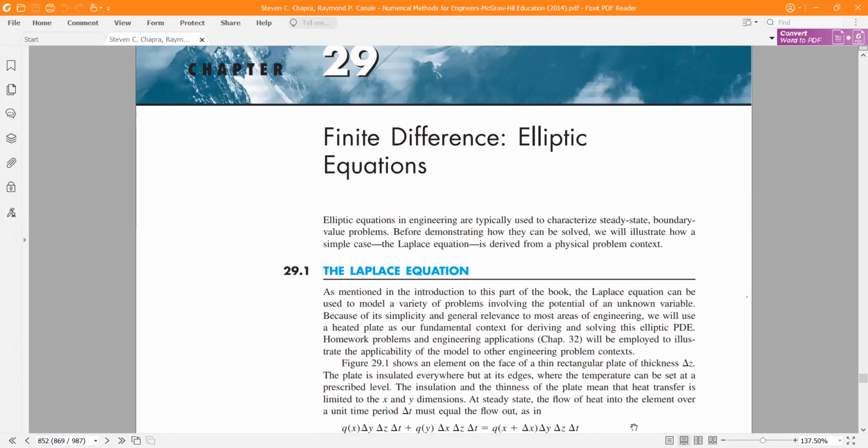In the elliptic case, in this book, some examples are actually from other disciplines. So we will be illustrating the method using our own problem, okay? So I will be sharing something here.